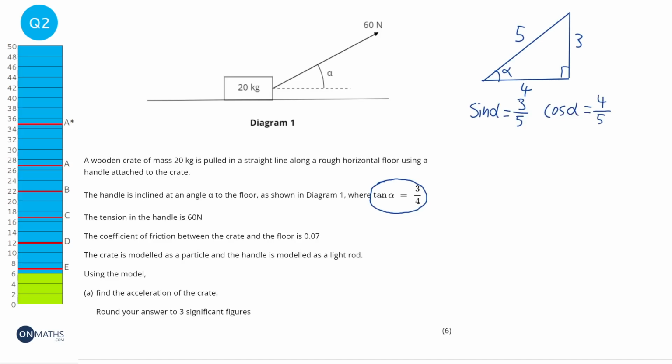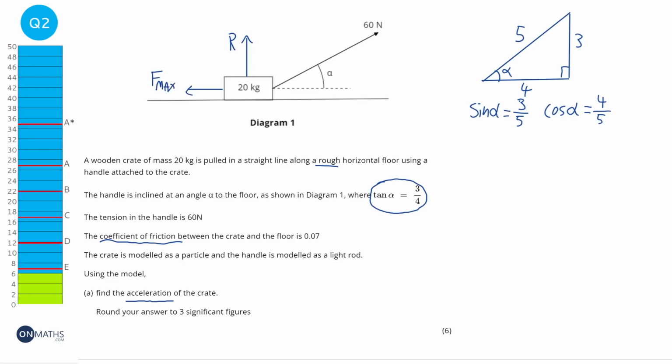Okay, let's have a look at the diagram next, and we first of all can easily label on the reaction. And we're told that we have a rough horizontal floor, which means there will be friction, and we are given the coefficient of friction, but it does imply the fact that it's accelerating, which means that we've reached the maximum friction. So if we just label that on, and that's quite significant that we know it's the maximum friction, because we can then use mu R.